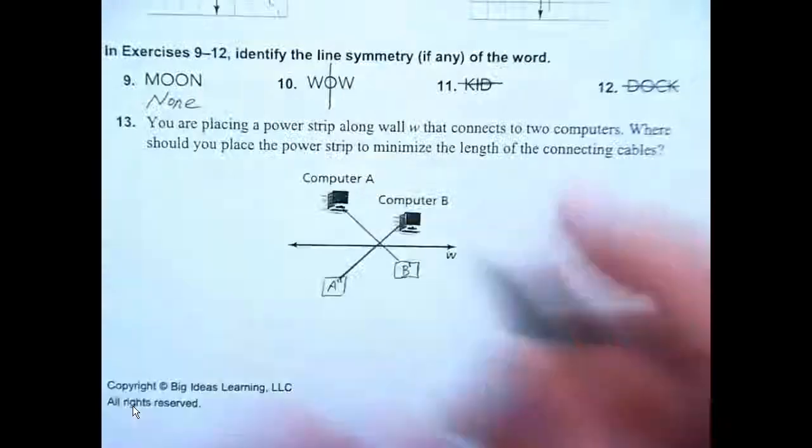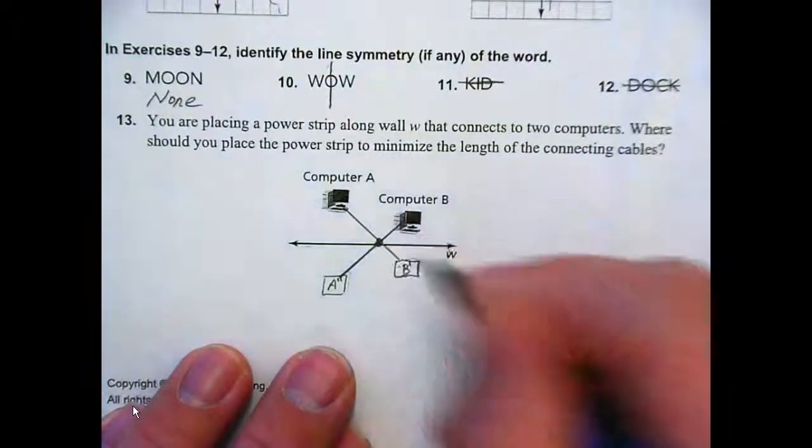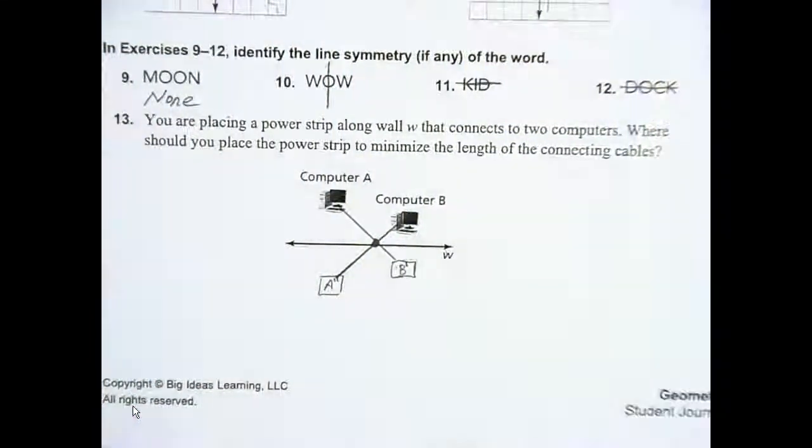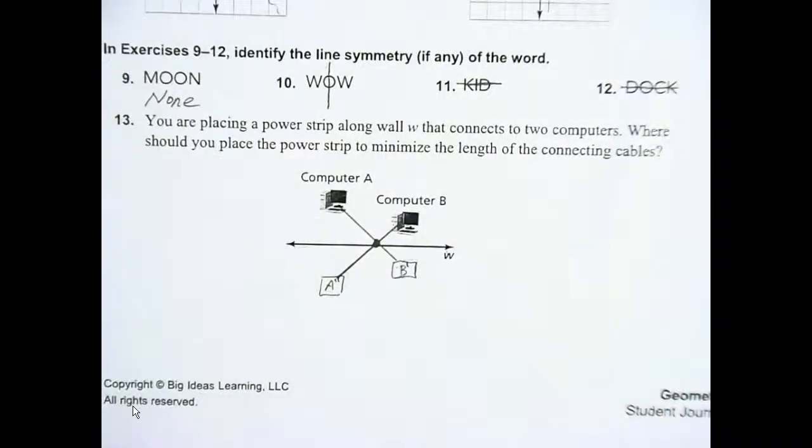And notice where those two things intersect, that is the point on the wall. That will be your shortest distance where they hit the wall. They should intersect the wall at the same spot. It's true.